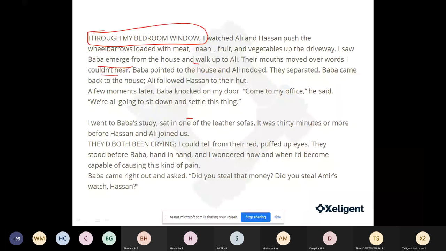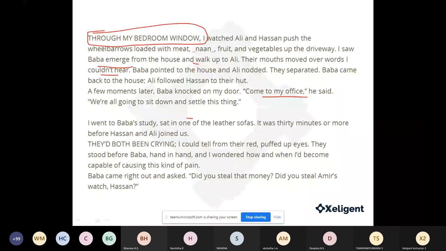Come to my office. So he's telling, come to my office, like that, Baba's office. We are going to sit down and settle this thing. That is, the money has gone, right? That's the lie the narrator has told to Baba. Okay. So after hearing that, Baba has gone to Ali and Hassan's place, and he asked them to come to the house to discuss this.